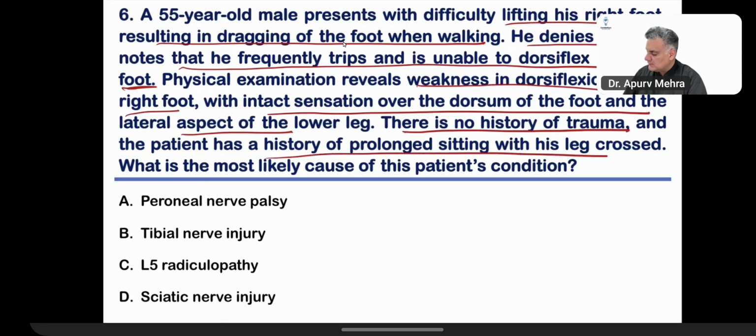Patient has to prolong sitting with his leg crossed. So, cross leg. At the neck of the fibula, there is a nerve that gets compressed: peroneal nerve palsy. Classically causing CPN palsy, classically causing the foot drop.